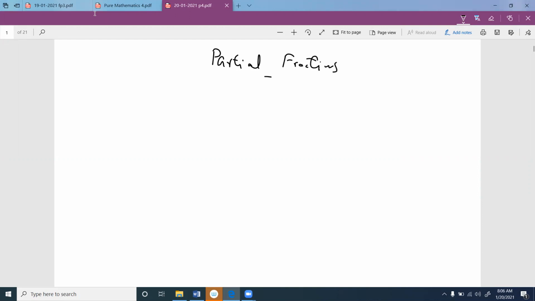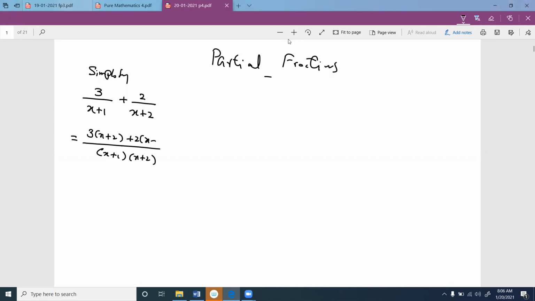Now, what do you mean by partial fractions? Suppose that you get a fraction like this: 3 over x plus 1 plus 2 over x plus 2. If they ask you to simplify, you have to take the LCM of these two fractions, that is x plus 1 into x plus 2. So you can say 3 times of x plus 2 plus 2 times of x plus 1.